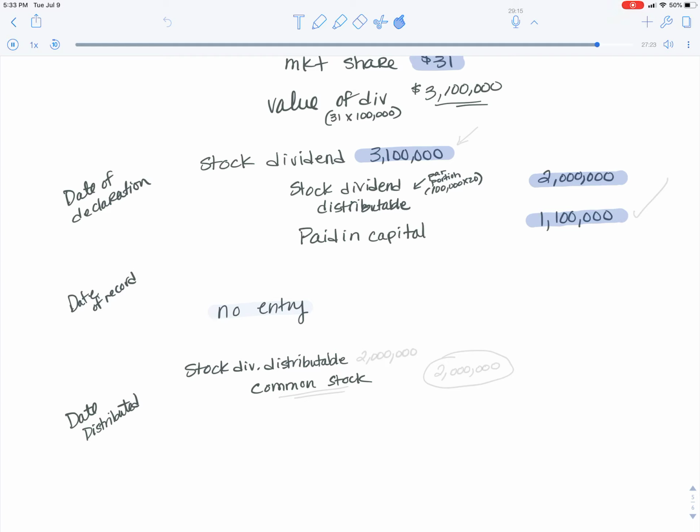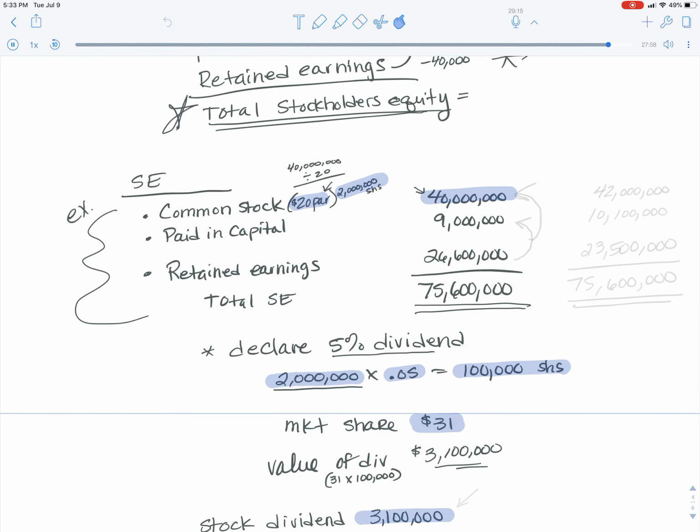There wouldn't be any entry on the date of record, but then on the day we distribute it, we will remove the $2 million out of stock dividend distributable. That's kind of like our liability or our payable account. So we'll remove it when we pay it, but we're not really paying it, we're handing out more certificates. So we're increasing our stock. So look at what happens up here. So now we've got 2 million that we just added to our stock account. So now that's 42 million.